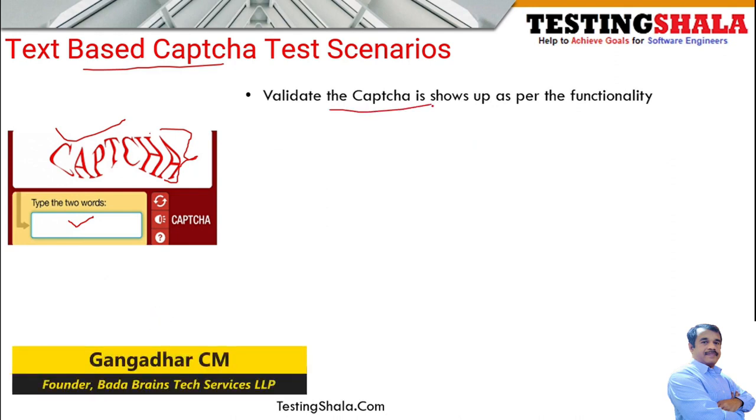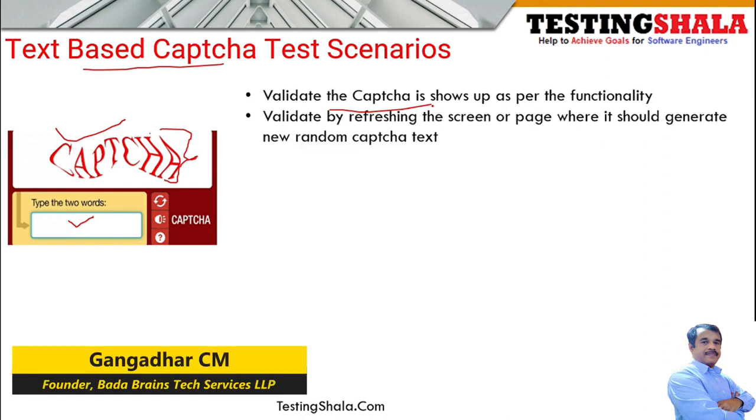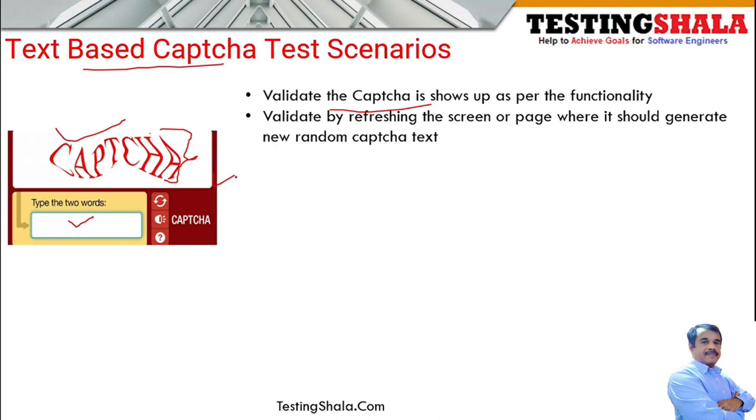Now the second one is, after the Captcha displays in your web page or mobile application, we should be able to refresh the screen or page. Whenever we try to refresh the page, whatever text is seen here should get refreshed. Because the complete page is getting refreshed, this Captcha also should reload with a new Captcha in it.